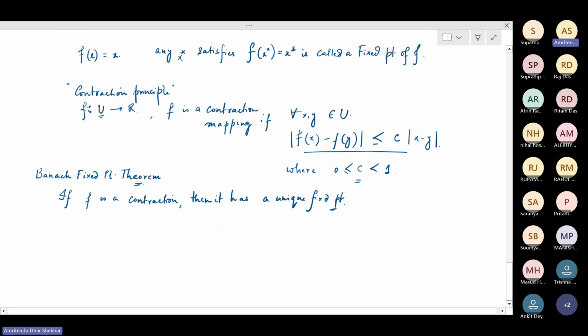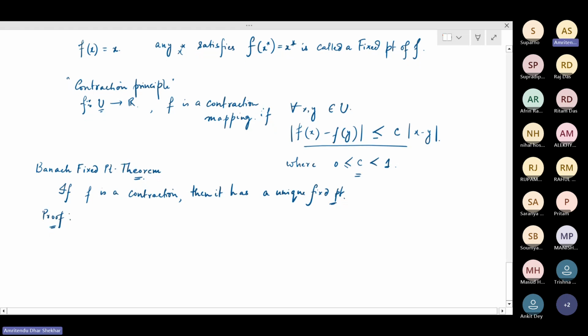Okay, so let us see a quick proof. The first proof is the proof of existence. The proof of existence is as follows. You start off with any number x0 and you compute x1 to be equal to f of x0.